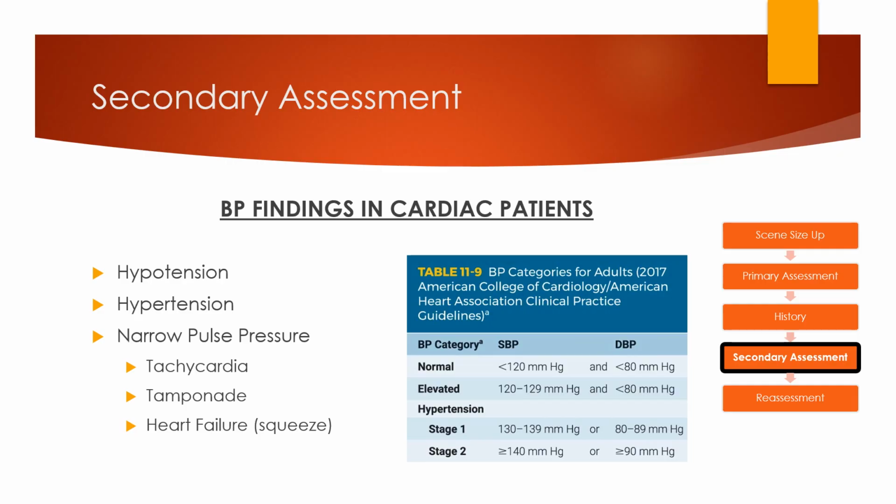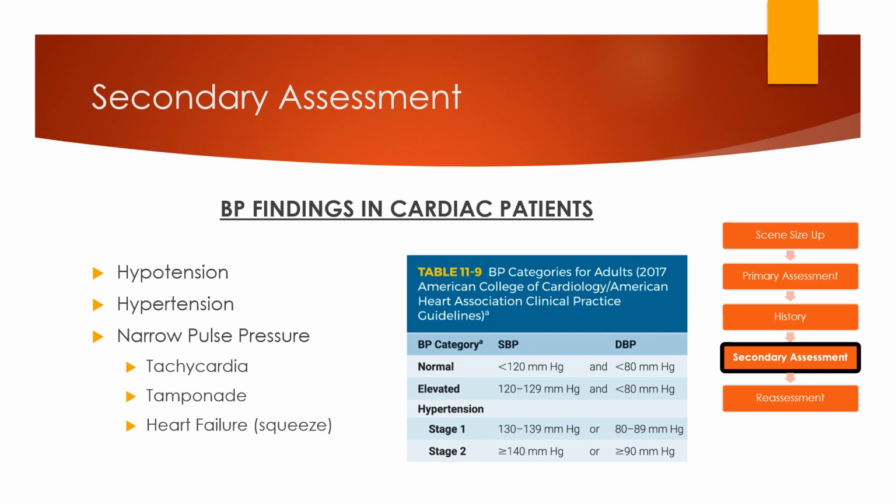Okay, patients who have cardiac problems may present with hypotension. So why would they be hypotensive? If something's wrong with the heart and you have decreased cardiac output, it would stand to reason that your blood pressure would fall. They may have hypertension. It's a common finding in cardiac patients. They may be in an acute hypertensive crisis. You may also find narrow pulse pressure.